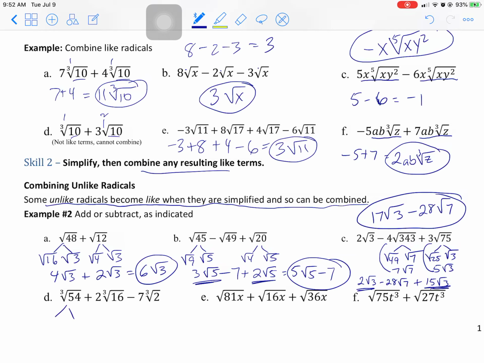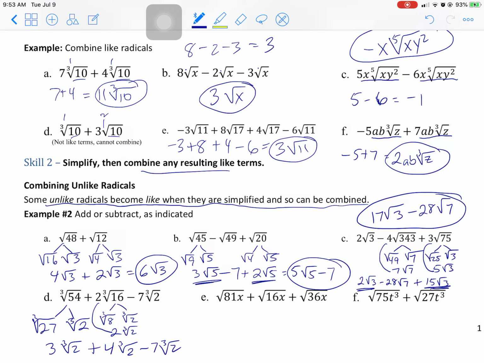Cube root of 54. That's not a perfect cube. 3 and 27 and 2. So 3 cube root of 2. 16 is not a perfect cube. It's a perfect square and a perfect fourth, but not a cube. So that's an 8 and a 2. So that's a 2 times 2. So this is going to be 4 cube root of 2. And this just comes down.